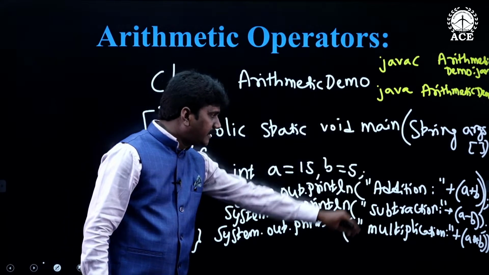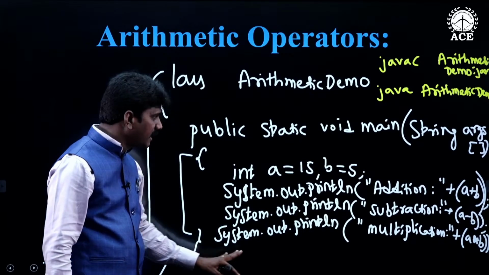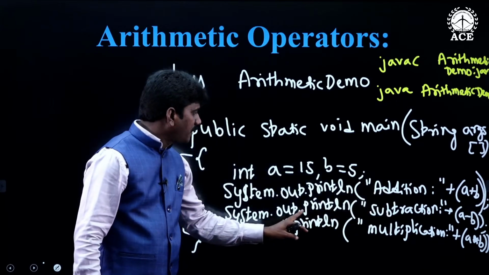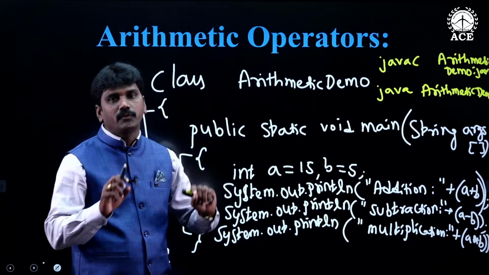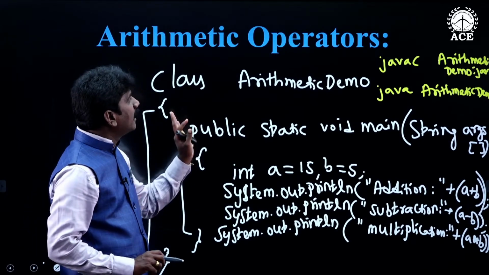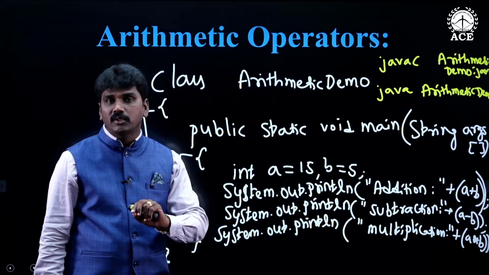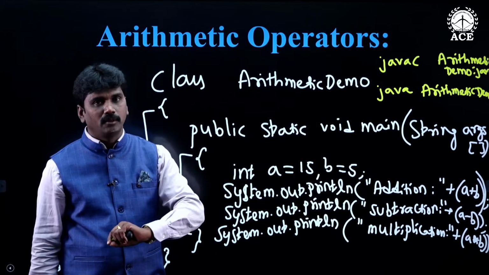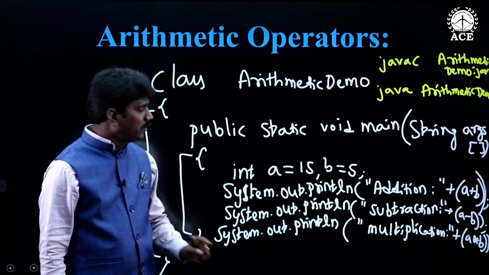If we execute the program, the output we get for these three statements is addition 20, subtraction 10 and multiplication 75. So this is about the arithmetic operators. Along with these three, we have two more. What are the two more? Division and modulo, so a by b and a mod b, that we have to write.